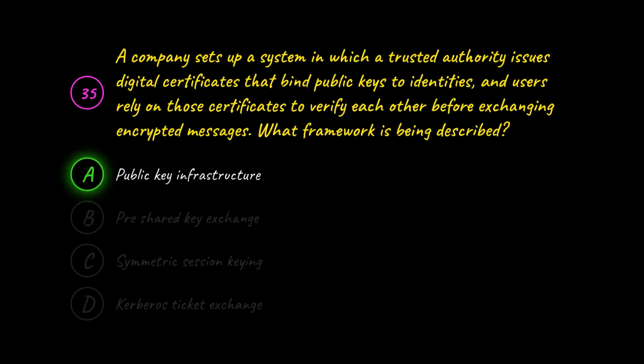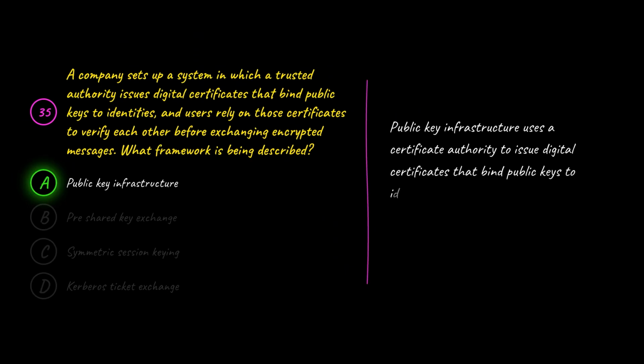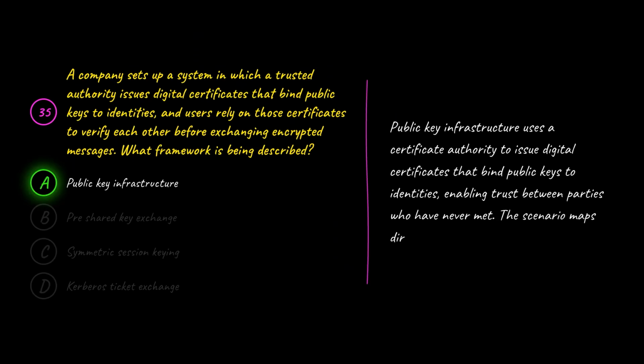The correct answer is A. Public key infrastructure. A is correct because public key infrastructure uses a certificate authority to issue digital certificates that bind public keys to identities, enabling trust between parties who have never met. The scenario maps directly to this framework.